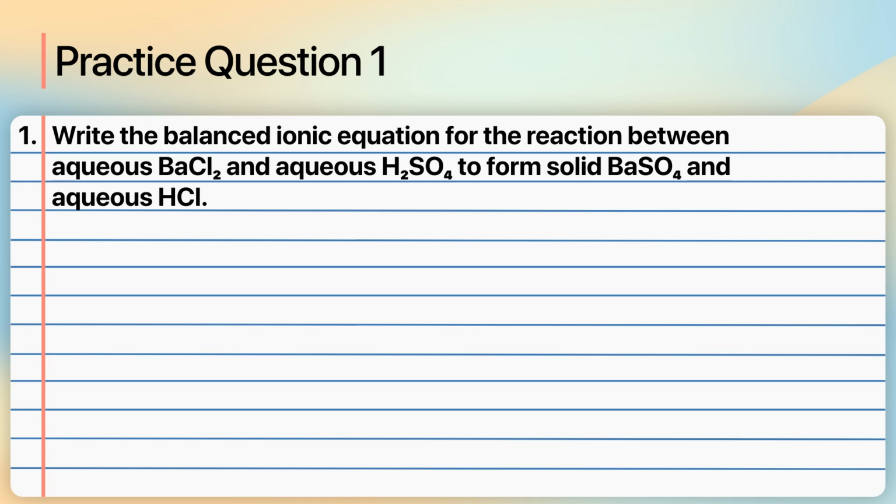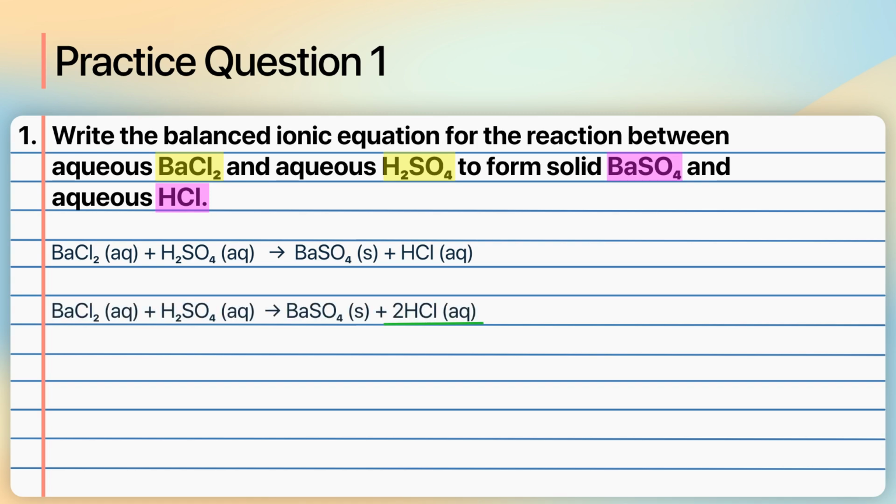First, you need to identify the reactants and products and write a balanced equation. Our reactants are barium chloride and sulfuric acid, while our products are barium sulfate and hydrochloric acid. Therefore, the reaction equation is as follows. To balance this equation, we need to multiply hydrochloric acid by 2, which gives this balanced equation.